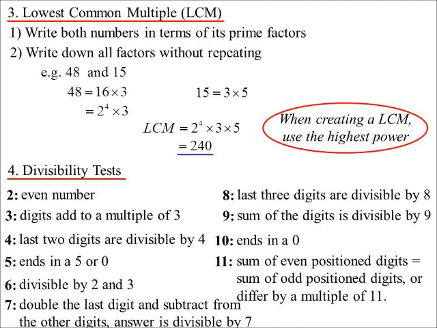So what was your one? 2,761. Sum of the odd, 2 and 6 is 8. Sum of the even, 7 and 1 is 8. Yes, divisible by 11. Okay, so that's how we can look at a number and work out if it's divisible by 11. Looking at the space I've got left there, I probably didn't go any further. But there are divisibility tests for 12 and 13 and things like that.